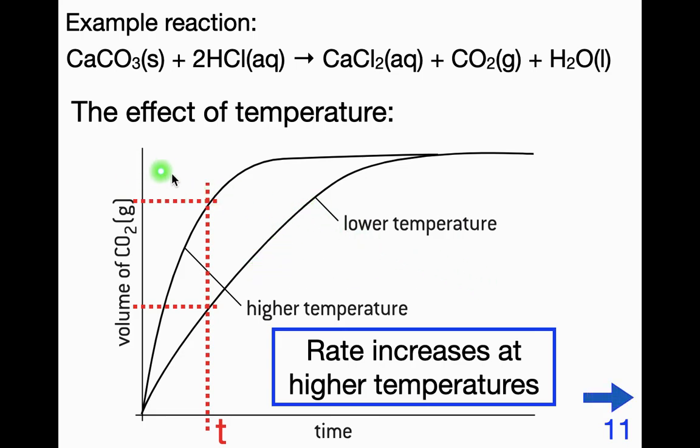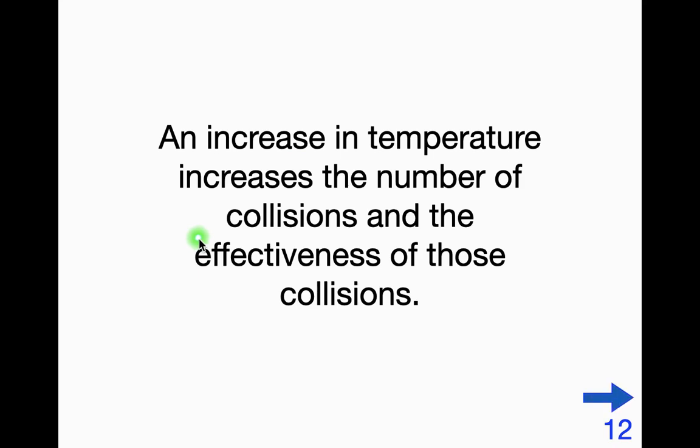Now, I should point out here, notice that they both plateau at the same place, and that just means that it doesn't matter the rate of the reaction. Eventually, you're going to run out of one of the reactants. So as soon as one of the reactants is gone, the reaction is just going to stop. But the higher temperature here, you can see that we arrived at that point much faster than the lower temperature. Okay, now the rationale for the higher temperature. An increase in temperature increases the collision and the effectiveness of those collisions.